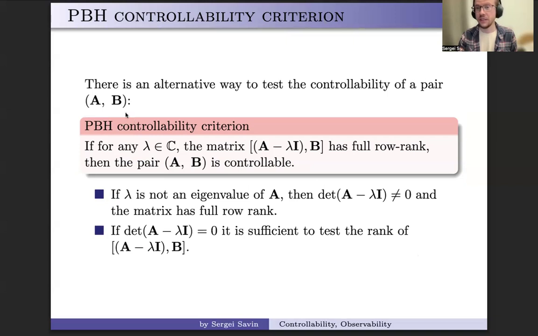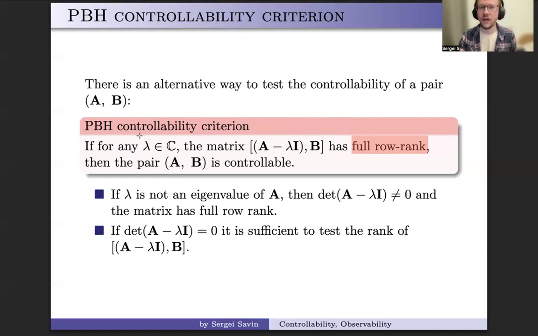All right, so the criterion goes like this. You have a pair of matrices, A and B, and you want to check their controllability. How do you do it? You check if the matrix [A minus lambda I, B] is full row rank. It is a block matrix with two blocks, one and another. If this matrix has rank n, then the pair is controllable.